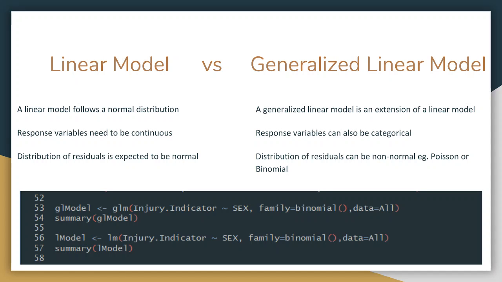There is a difference between a linear model and a generalized linear model. Just a regular old linear model follows a normal distribution, and it uses the LM function in R. And the generalized linear model follows the GLM function in R, and it's based off not just a normal distribution. It could be exponential, Poisson. In our case, we use binomial.